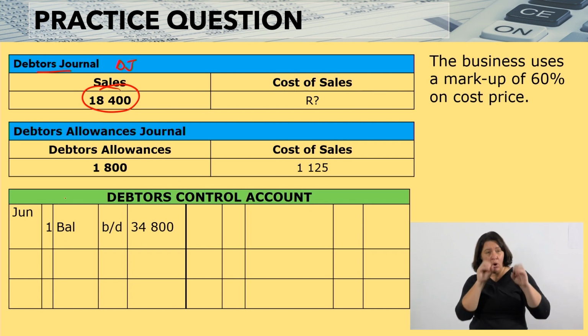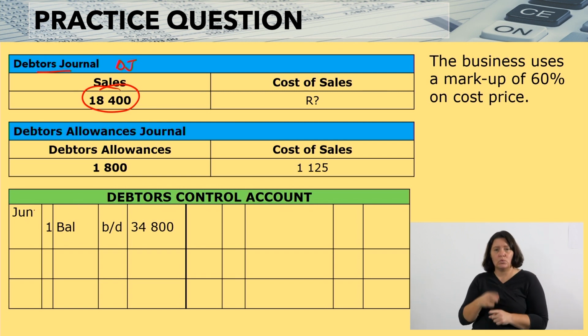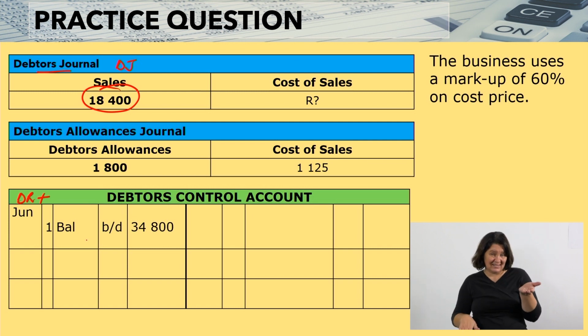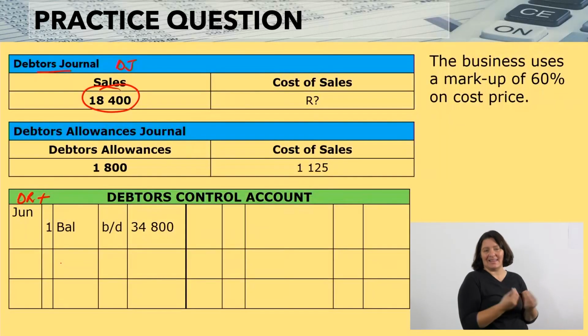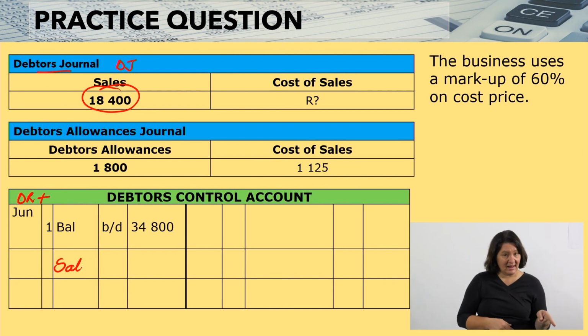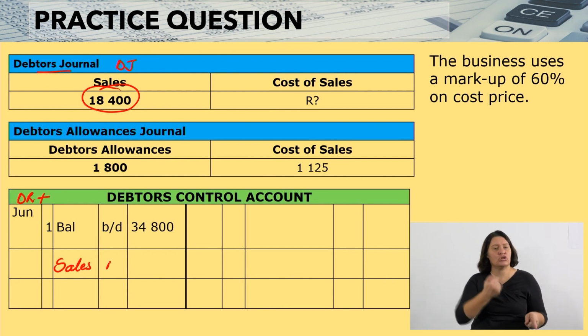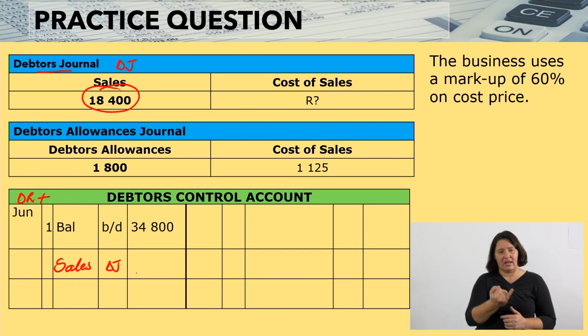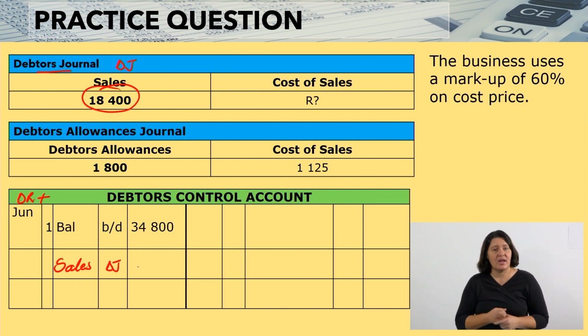So if I'm posting from my DJ to my debtors control, it is very important to know that it increases on the debit side. If I'm selling goods on credit, it's going to increase my debtors control in that regard. I'll therefore come to the debit side and I will say sales. From which journal am I posting this from? From the DJ. How much is this?